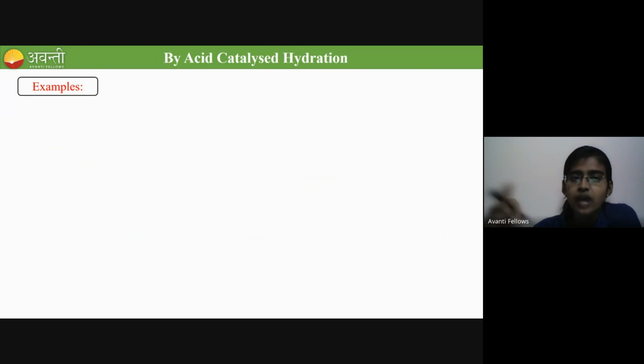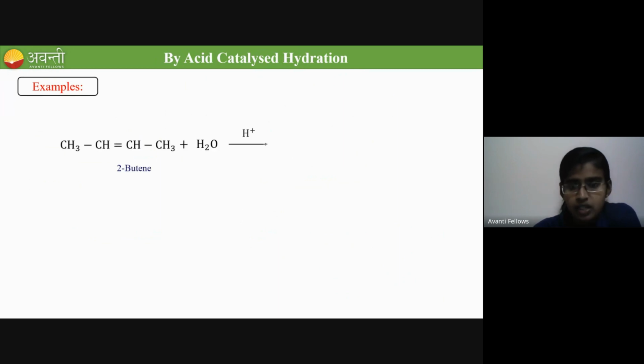Now you have to add this water in presence of acid. That's why the reaction is called acid catalyst hydration. Let me take this alkene and add water to it in presence of H plus, that is acid. Now what will I get? 2-butene is symmetrical. If I cut this molecule into 2 at the double bond, I will get 2 equal halves. So it is a symmetrical molecule.